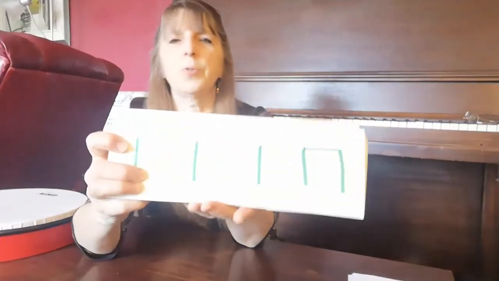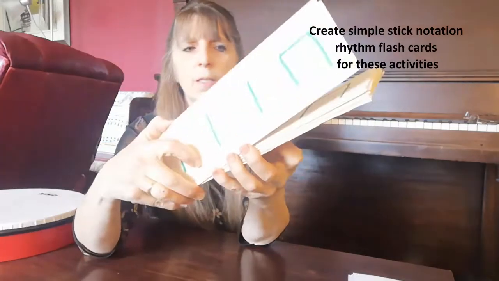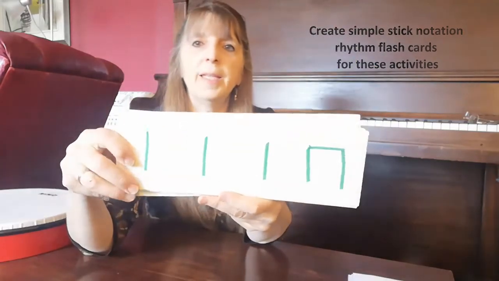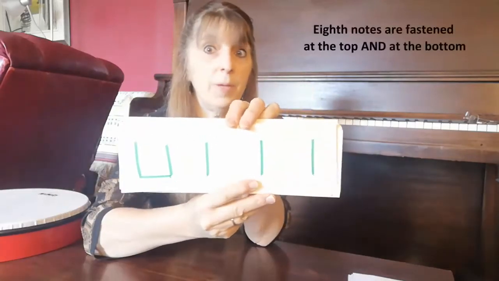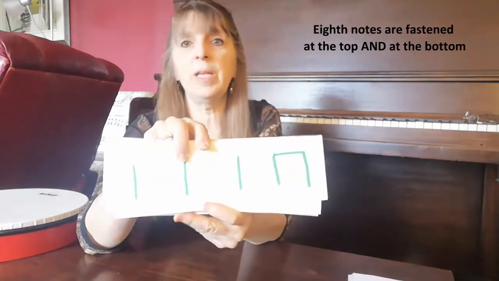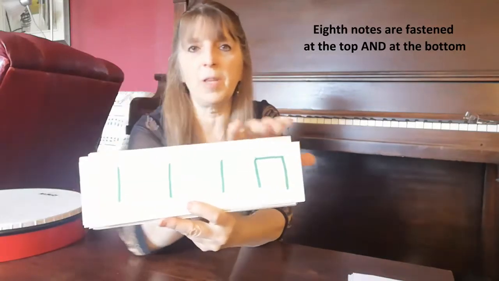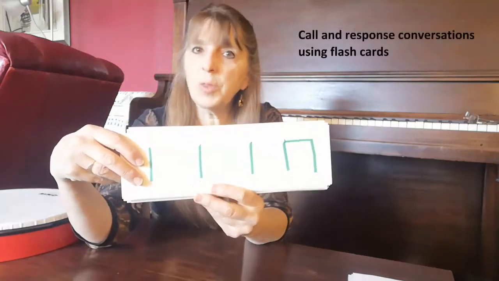You can also do activities with flashcards. I don't know if you can see those or not. These are just simple ta, ti, and there's rests in there somewhere. And make sure when you're doing flashcards like this that sometimes they're this way, sometimes they're that way, because 8th notes can be fastened at the bottom or the top. Sometimes when we're reading them, I just flip them and they do them one right after the other. They think that's funny. And you can do some call and response conversations with those.